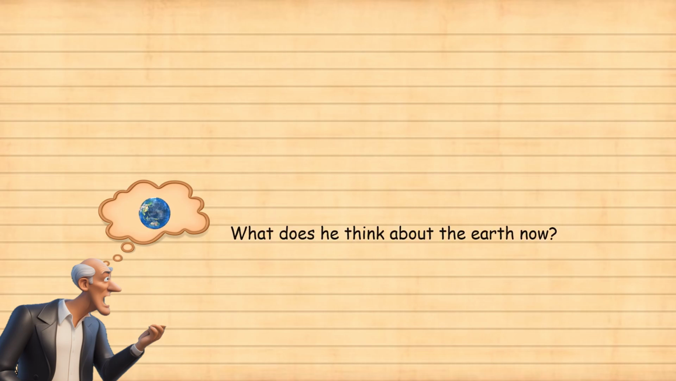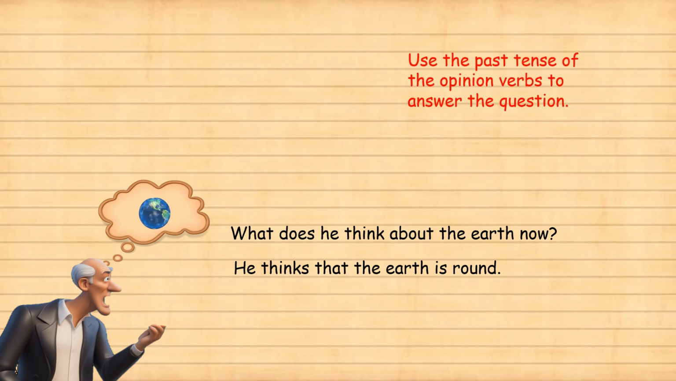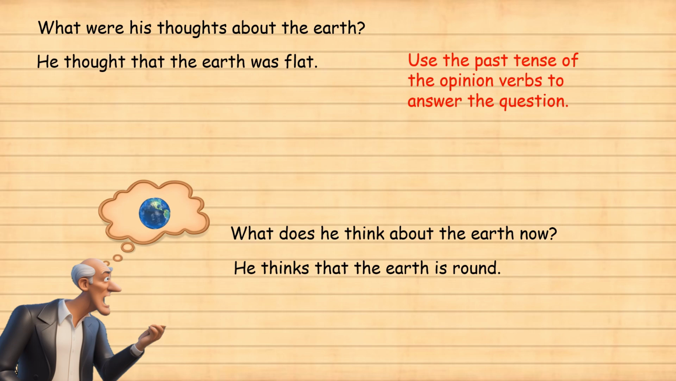What does he think about the earth now? He thinks that the earth is round. Use the past tense of the opinion verbs to answer the question. What were his thoughts about the earth? He thought that the earth was flat.